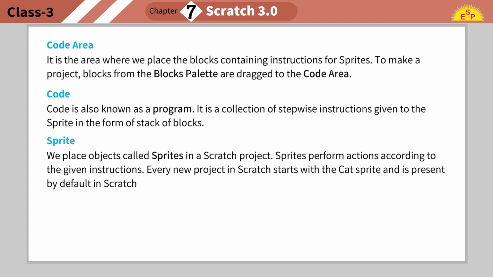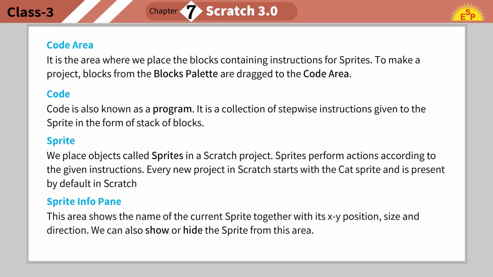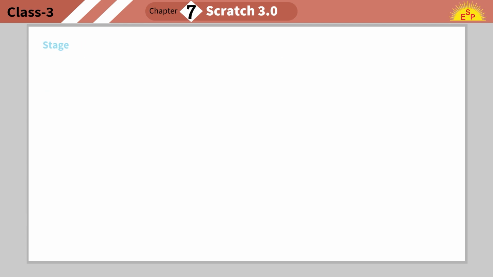Sprite. We place objects called sprites in a Scratch project. Sprites perform actions according to the given instructions. Every new project in Scratch starts with the cat sprite and is present by default in Scratch. Sprite info pane. This area shows the name of the current sprite together with its XY position, size and direction. We can also show or hide the sprite from this area.